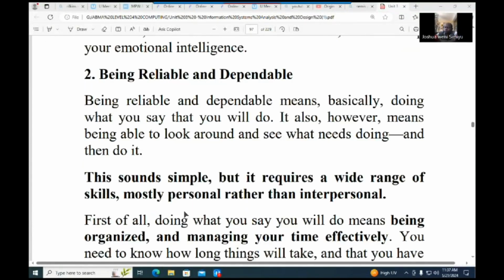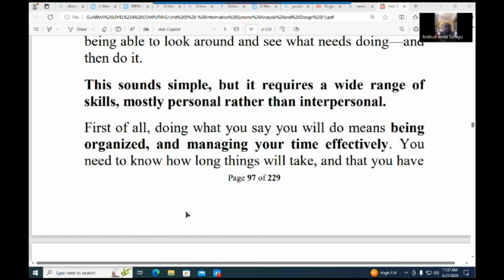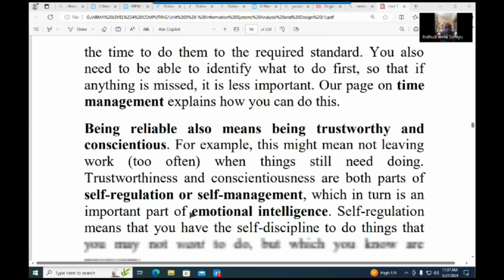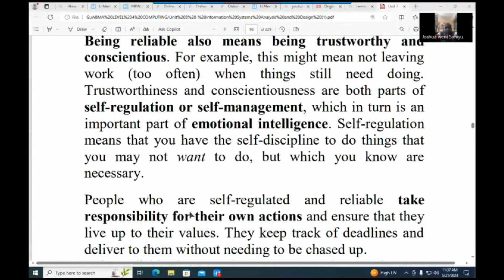So now we are in the second area, you being reliable, you being dependable. What are the types of skills that you need to be reliable and to be dependable? Being reliable and dependable simply is going to mean, like I said before, doing what you say you will do. It can also mean being able to actually look around and see what needs to be done and then do it. Now, when you look at that definition, it sounds very simple, but it needs a lot of skills. It needs mostly the personal skills other than the interpersonal skills, so that you are able to do that. So being reliable would also mean being trustworthy and being conscious.